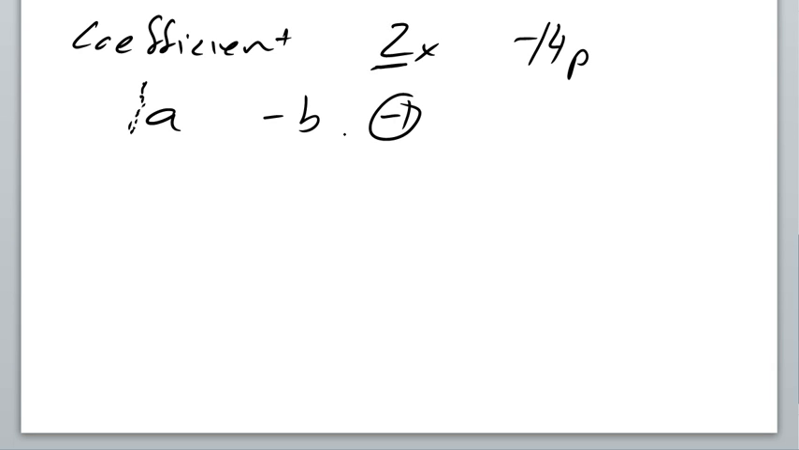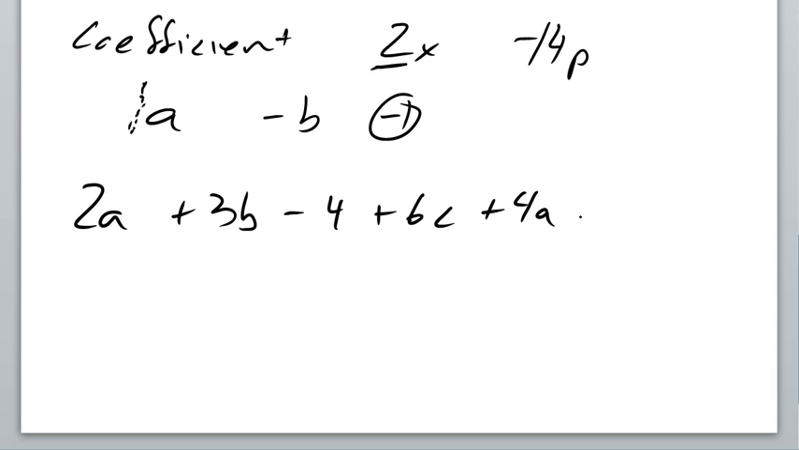If you have a problem, let's say we have 2a plus 3b minus 4 plus 6c plus 4a. Now let's keep going here, minus 2c plus 8. What you have to do is combine all the terms that have the same variables with it.